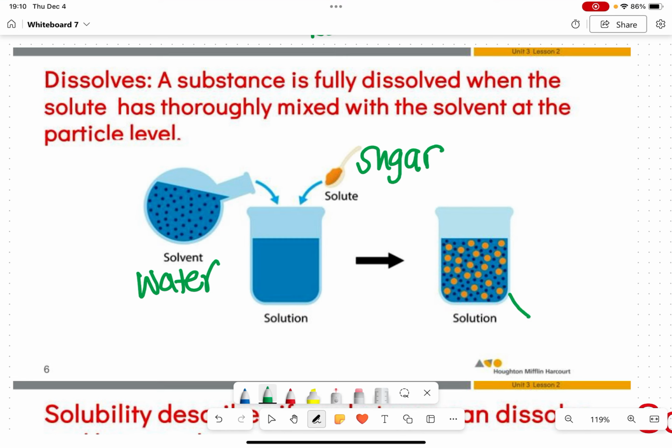This picture right here shows you what it would look like if we could see the atoms or the molecules. It's not what it would look like to the human eye. It's what it looks like on a molecular level. But you can see that all of the solute, or the sugar, is mixed throughout. It's not clumped at the bottom.